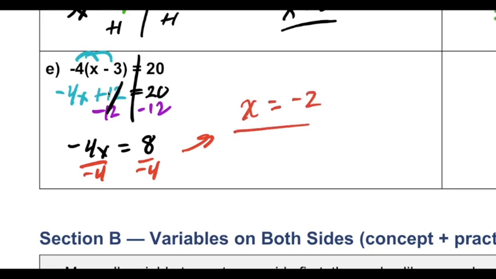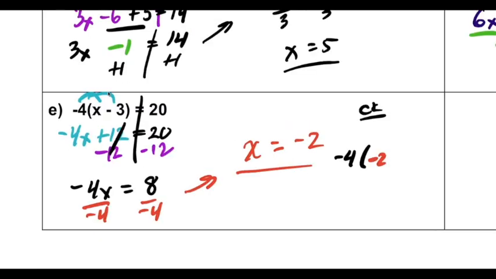Now, this is a test, so you can always check your work. If I want to check my work, I have negative 4 times negative 2 minus 3 equals 20. So again, it is a test. You always want to make sure you get 100. You check your work. Combine these two, I get negative 5.